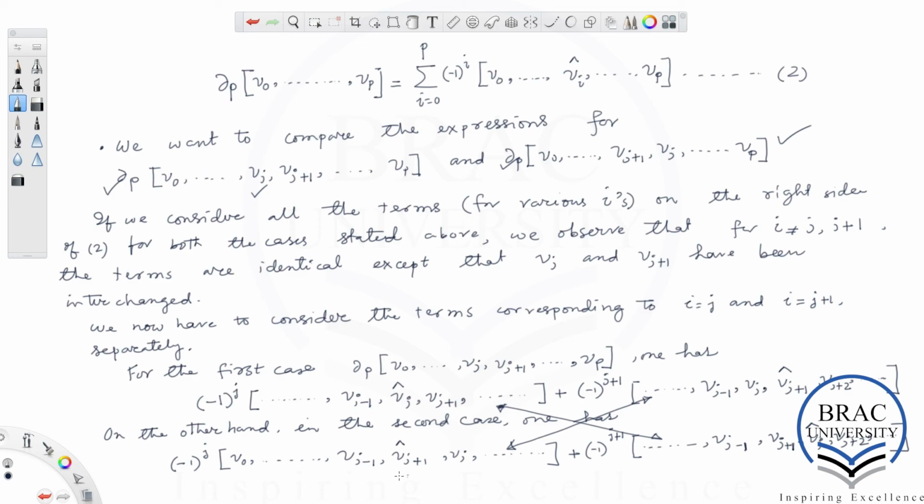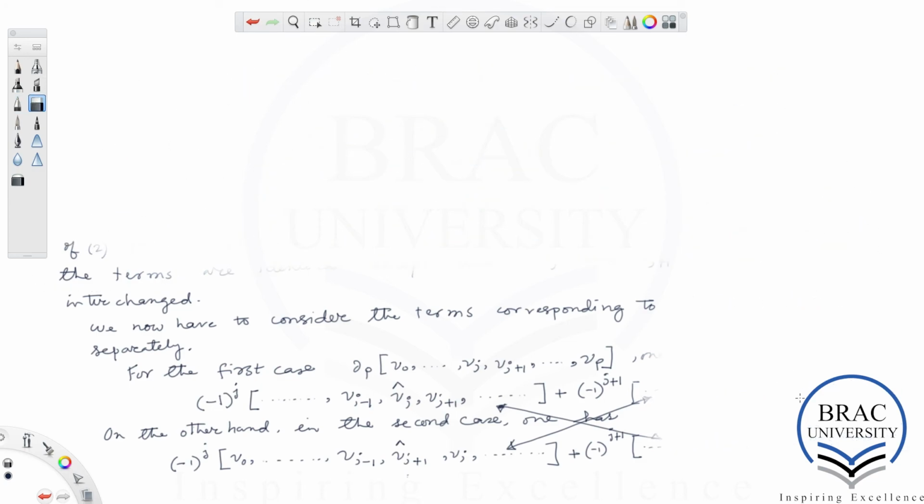So, what does it mean? It means that all the terms except for i equal to j and i equal to j plus 1, each term in this expression is the same as each term in the other expression, except for a sign. That is the story for all the terms for i not equal to j and i not equal to j plus 1. And for i equal to j and i equal to j plus 1, the terms cancel each other, which means that indeed one is the negative of the other.